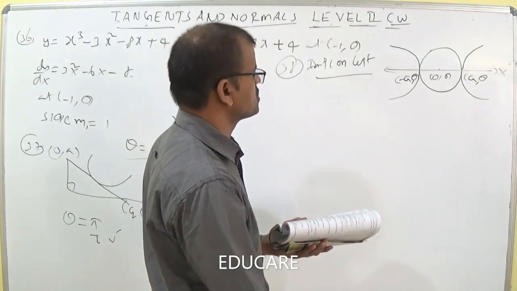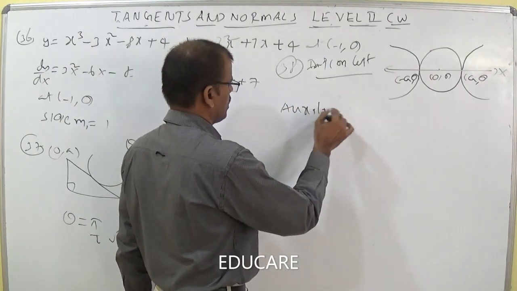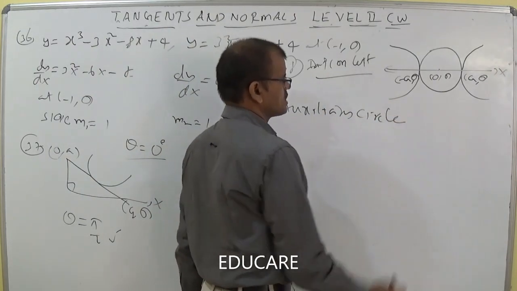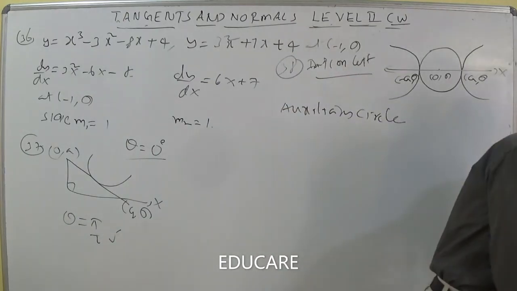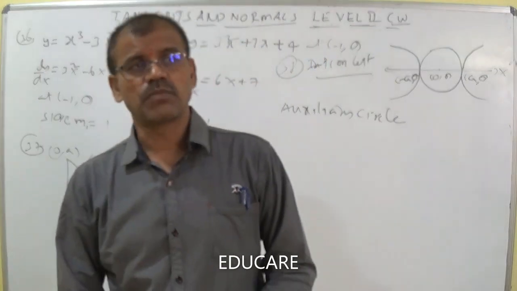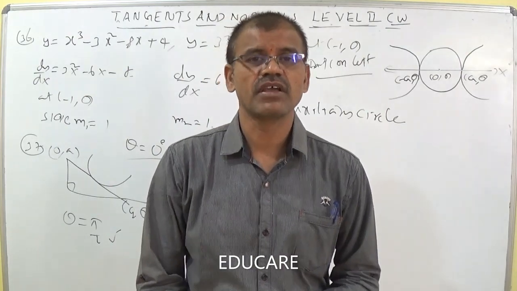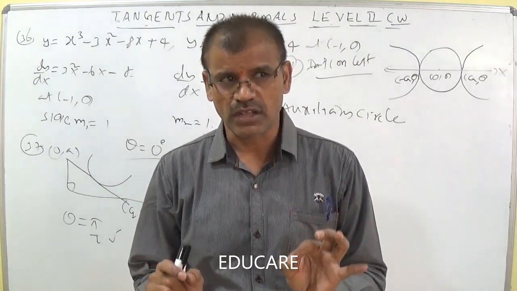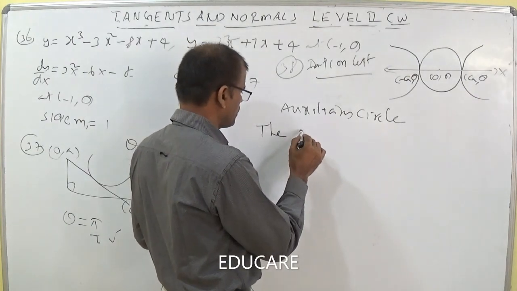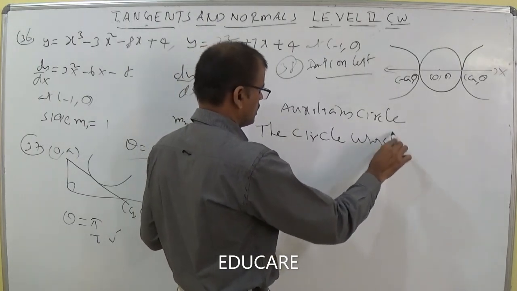Simply he is asking the question. This is called the auxiliary circle. What is meant by auxiliary circle? If the circle touches the two vertices of the hyperbola, it is called an auxiliary circle. It is a simple definition, and we can say the proper definition as the circle which is having the transverse axis as a diameter. Transverse axis means x-axis.